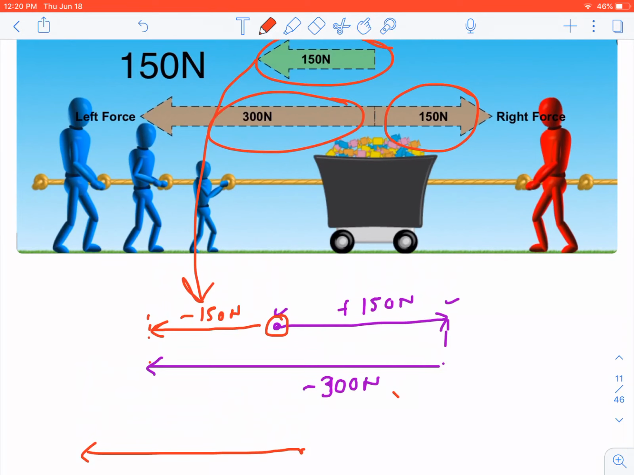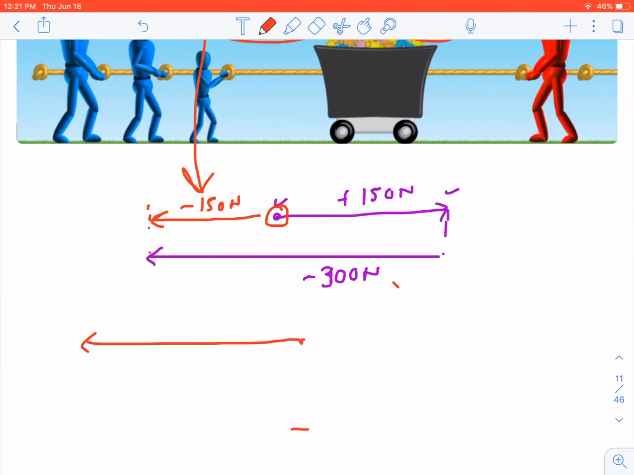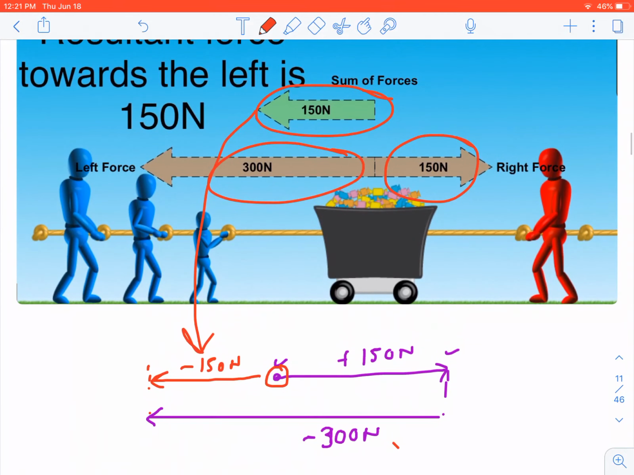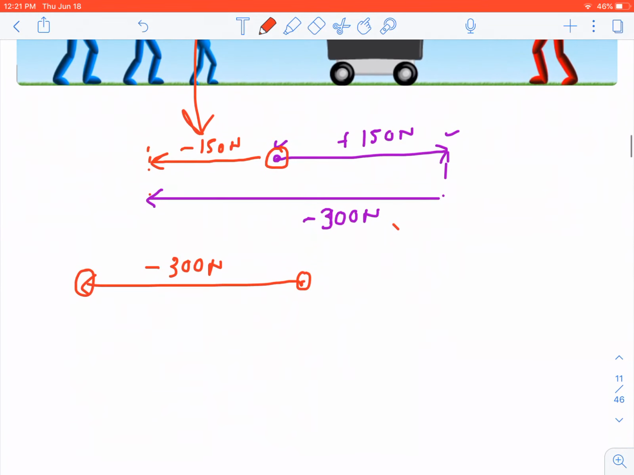We could have moved 300 to the left, right? 300 newtons to the left. So that's my tail and that's my head. Then I need to represent this particular vector which is moving in the opposite direction. So we have that, and I go there, and that would be 150 newtons positive, correct? So there's my tail, there's my head.